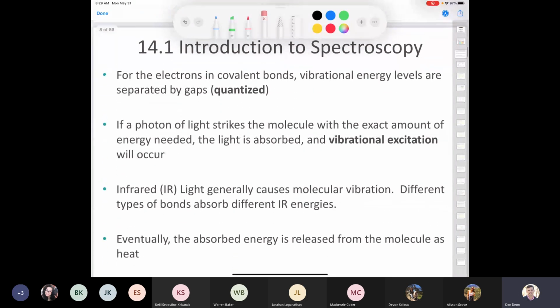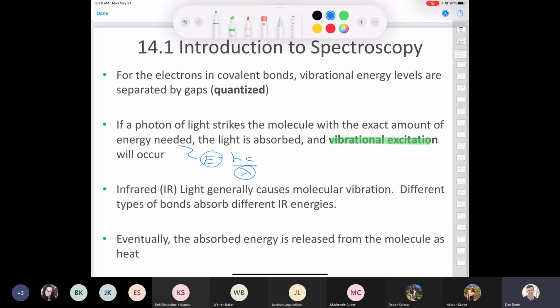Anyhow, let's go back to these electrons in a covalent bond. We said that the vibrational energy levels are separated by gaps. They're quantized. Now, a vibrational excitation sounds like something really fancy, but all it means is to vibrate from a lower energy state to a higher energy state, a higher frequency. You've got to hit the bond in the molecule with the exact amount of energy needed. E is equal to hc over lambda. You've got to hit it with the exact wavelength in order for the energy transition to occur.